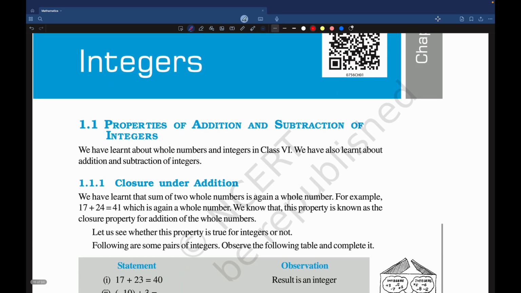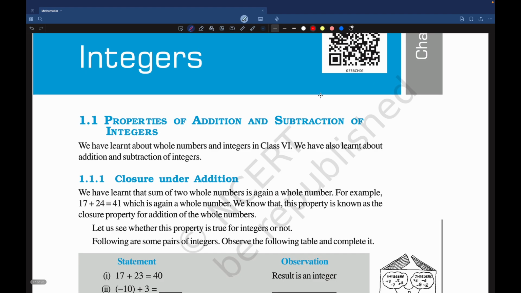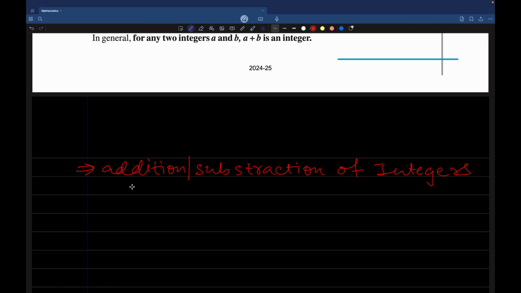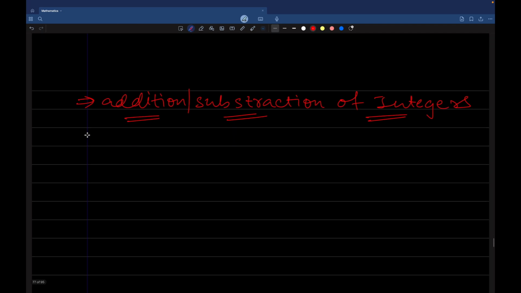First let us see the basic addition and subtraction of integers. I will take 4 cases. In that 4 cases everything of addition and subtraction will be covered.